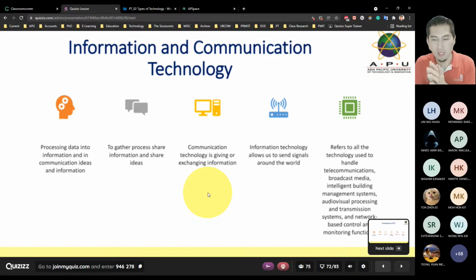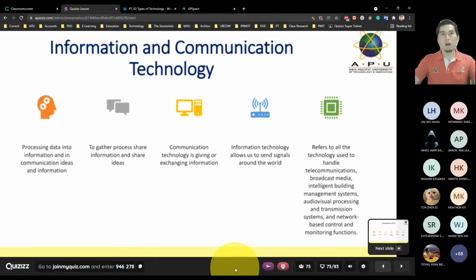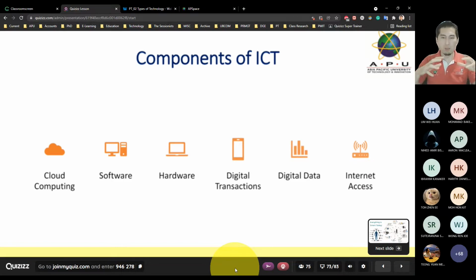Last but not least for today is going into ICT. Right. This is the last and the sixth area or type of technology that we're covering today. So when it comes to ICT, I think the next slide gives you a clearer idea. Because of how large an area information and communication technology is, there are a few key areas that are normally focused upon.